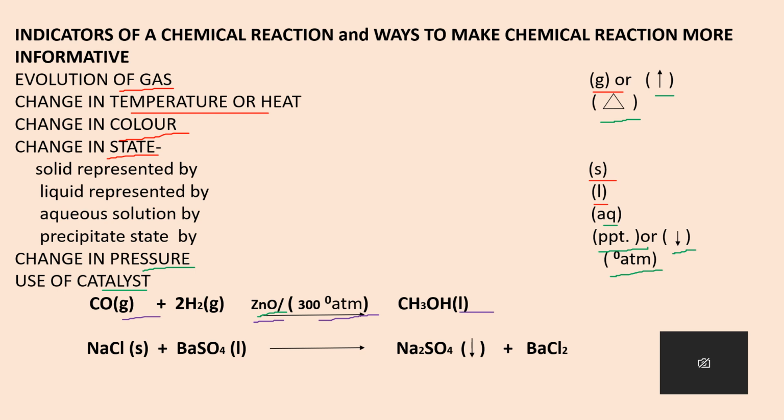In the second reaction, NaCl is in solid state, BaSO4 in liquid state. The compound which is formed as a product is a precipitate, so an inverted arrow is used for sodium sulfate. So these indicators must be used in a reaction to make it more informative.